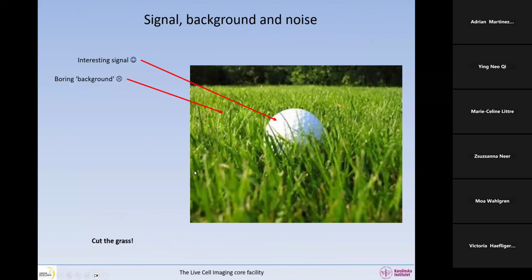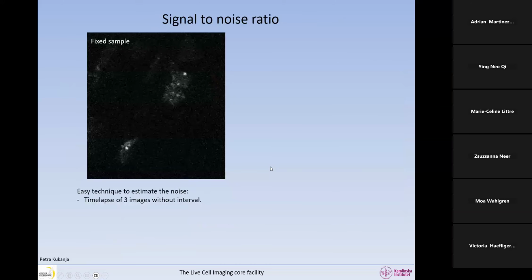So now I spoke about background, and I remind you, this is our little ball, and we have this interesting signal, and here we have the boring background, and we should cut the grass by lowering the background. But what is the noise then? Well, the noise is the fact that the grass is not homogeneous. We have some long grass and some short grass, and it's a bit random. And that is the noise, okay? So please cut the ground.